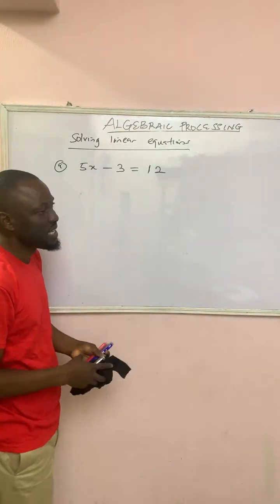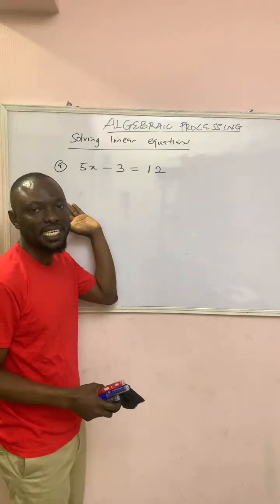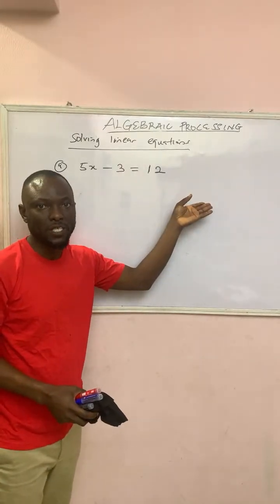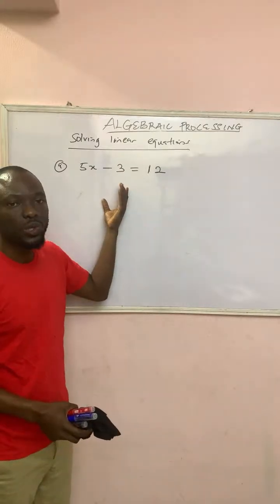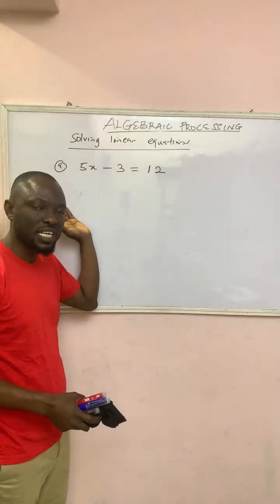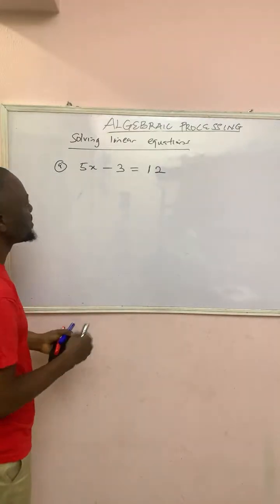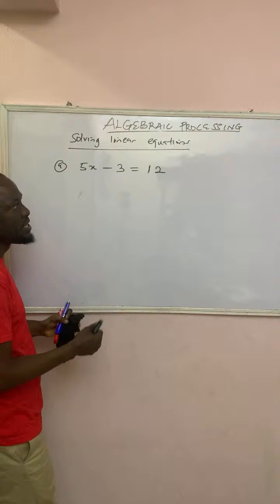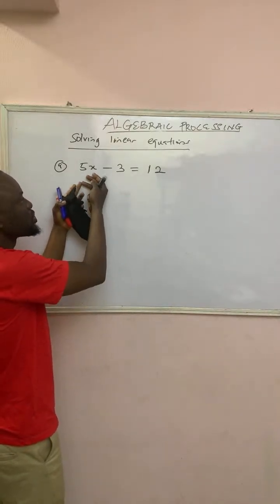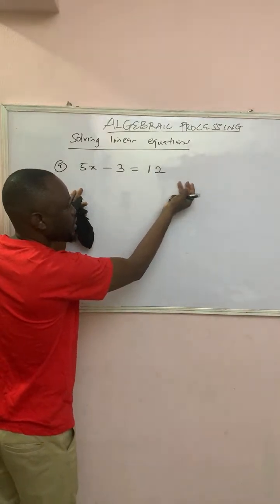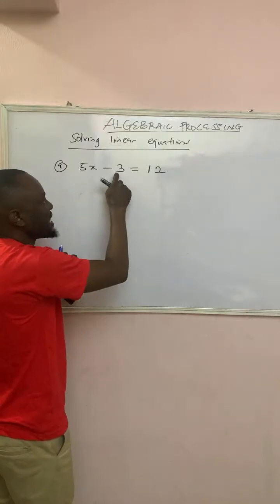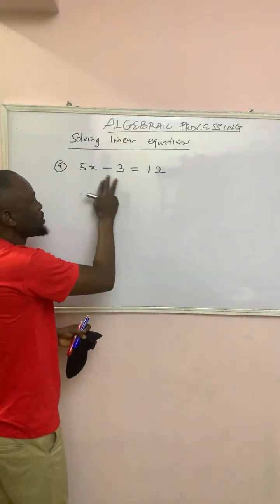Now, this is the whole idea. We want to express x in terms of a number. That shows that we want all the variables to be on one side of the equation and all the numbers on the other side. So now, this is the whole idea. If I want all the variables to be on one side, or all the numbers to be on one side, then I need to get rid of all the numbers on this side.